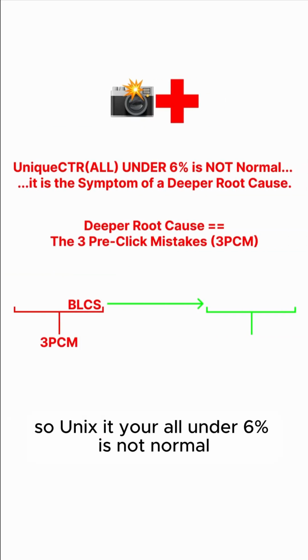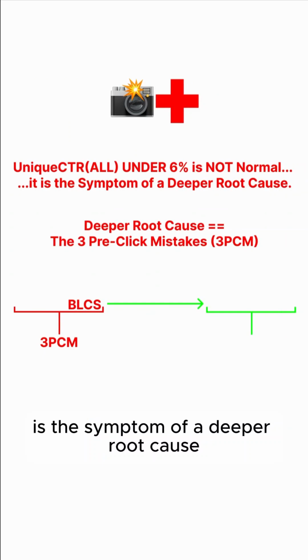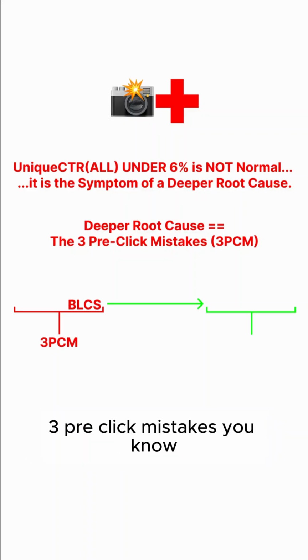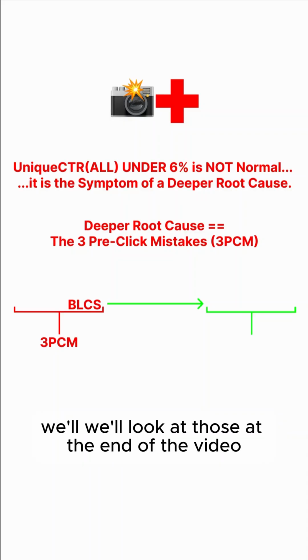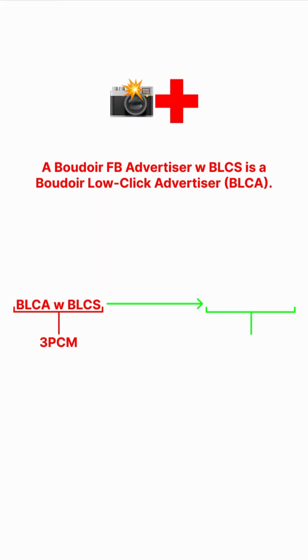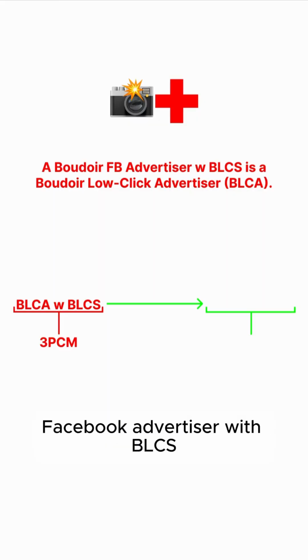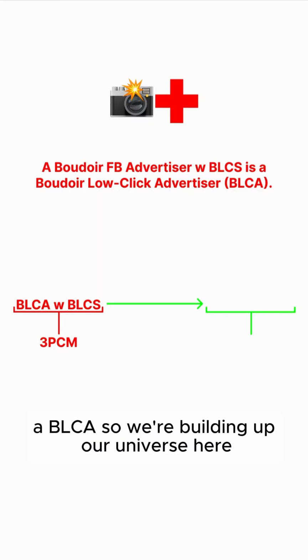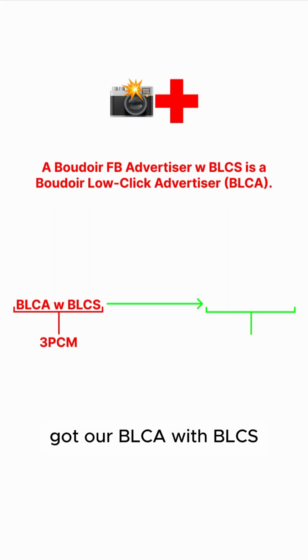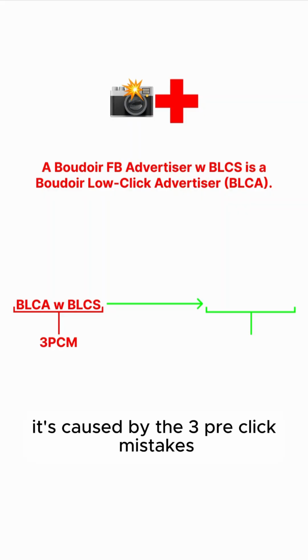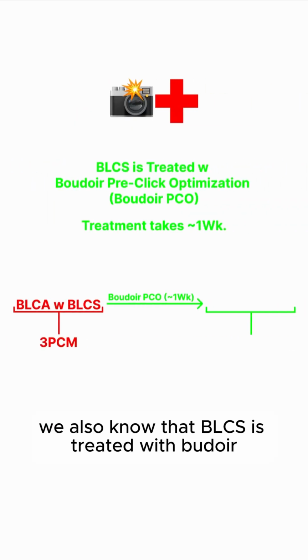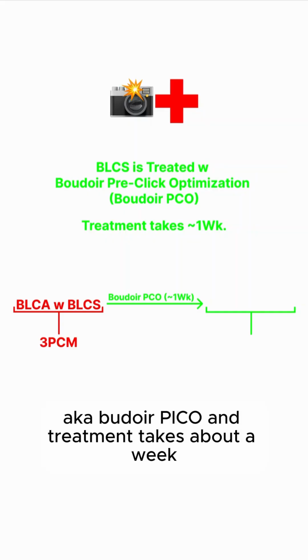So unique CTR all under 6% is not normal, it is the symptom of a deeper root cause. And that deeper root cause is the three pre-click mistakes. We'll look at those at the end of the video. We also know that a Boudoir Facebook advertiser with BLCS is a Boudoir low-click advertiser, a BLCA. So we're building up our universe here. We've got our BLCA with BLCS. It's caused by the three pre-click mistakes. We also know that BLCS is treated with Boudoir pre-click optimization, aka Boudoir Pico, and treatment takes about a week.